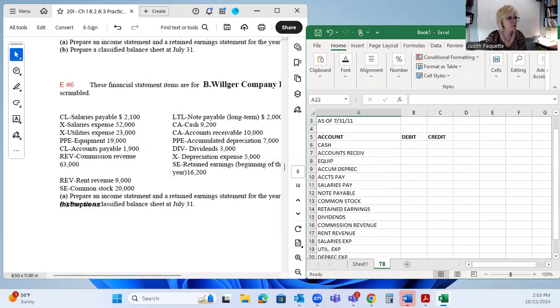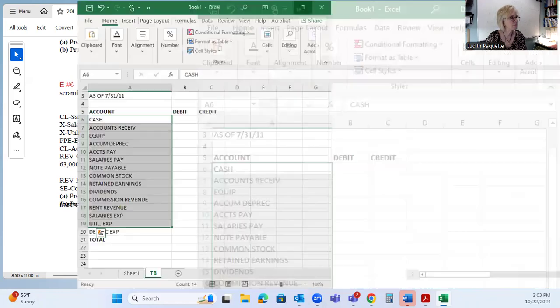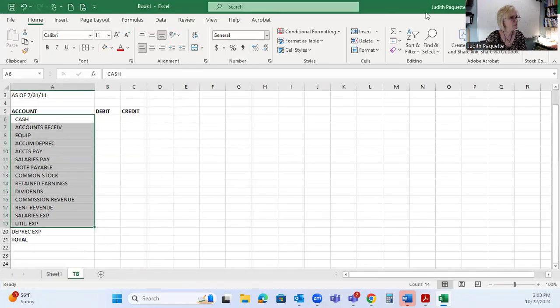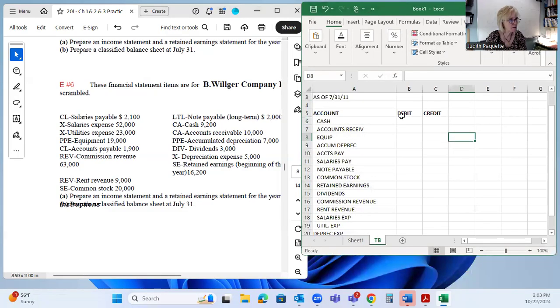Let's expand this a little bit, just so it's a little bit easier to read. All right. Now we're just going to lift the balances from the other side. So I'm going to do this fast, 9,200. Maybe fast, maybe not so fast.